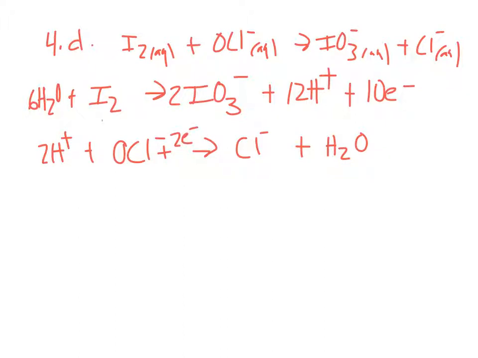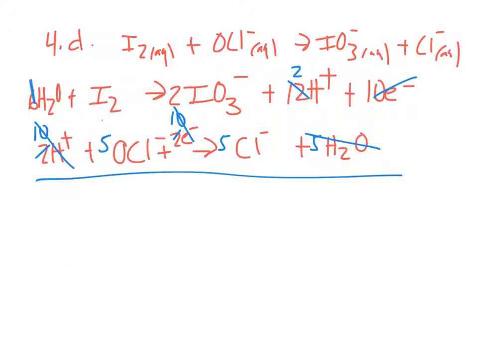And now before I can add this up, again, I'm going to need to multiply my lower equation by 5 so that I have 10 electrons being transferred. So I have 10H+, I have 5 OCl-, 5 Cl-, and 5H2O. This means not only do my 10 electrons cancel out, but I've got 10 and 12H+, so it's going to be a net 2H+, and I have 5 and 6 H2O, or a net 1 H2O.